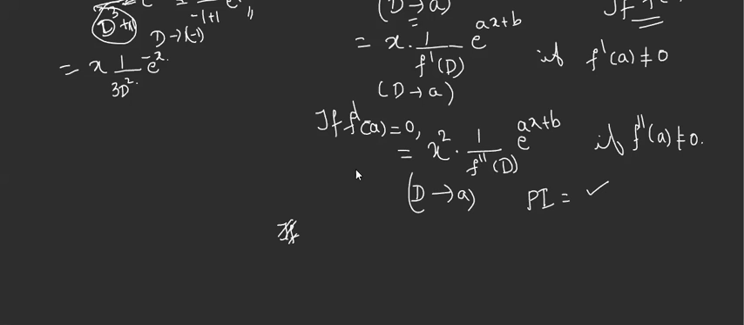After getting the particular integral, you substitute in this. GS is written as CF plus PI, where GS is Y. CF you know how to find out: from the auxiliary equation, depending on the nature, write that CF. And whatever PI you have got, you write it. This is the answer. Got it? Isn't non-homogeneous also simple?